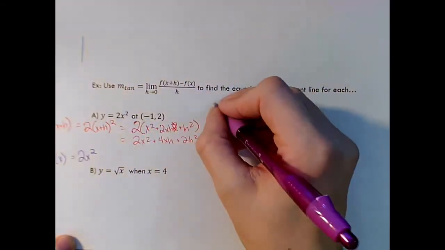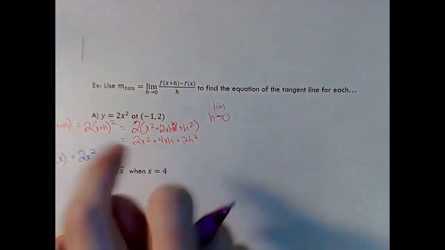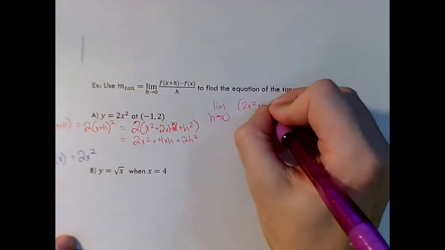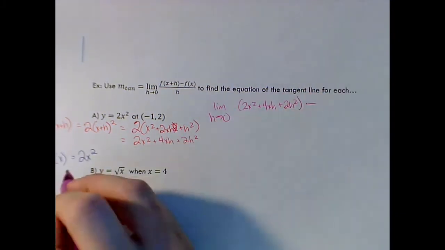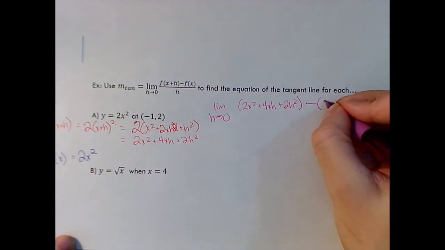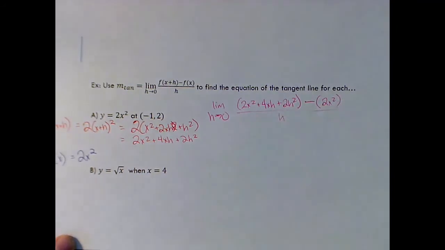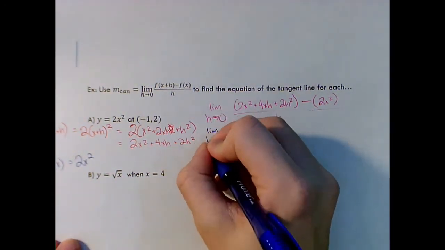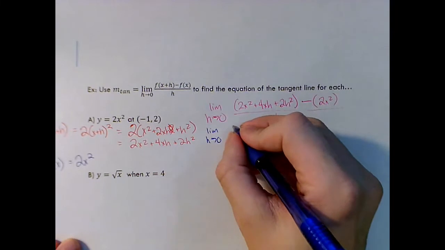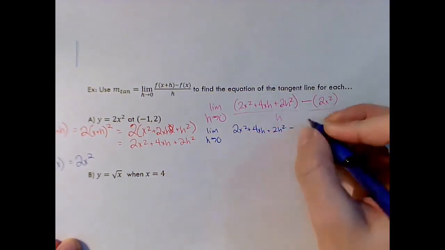The limit as h approaches 0 of f of x plus h is going to be 2x squared plus 4xh plus 2h squared minus 2x squared. That's going to be over h. It's going to turn into the limit as h approaches 0 of, don't need those parentheses, 2x squared plus 4xh plus 2h squared minus 2x squared.